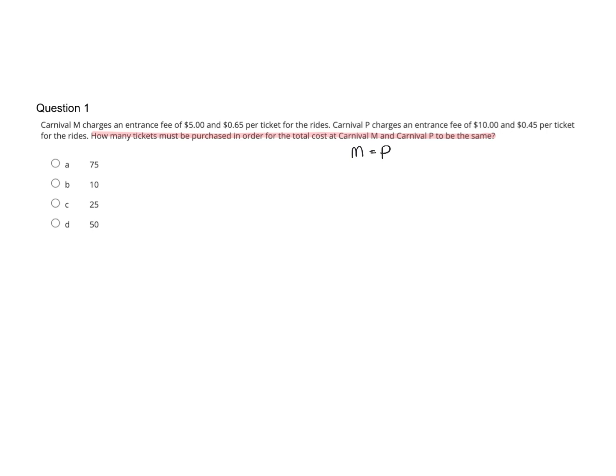For Carnival M, they charge an entrance fee of $5, so that's our y-intercept because it's a fee. And then our m value, or our slope, is the 65 cents per ticket. So for Carnival M, we're going to create our equation of $5 plus 65 hundredths times x, and we're setting that equal to Carnival P, which charges a fee of $10, and then 45 cents per ticket after that. So this is our equation.